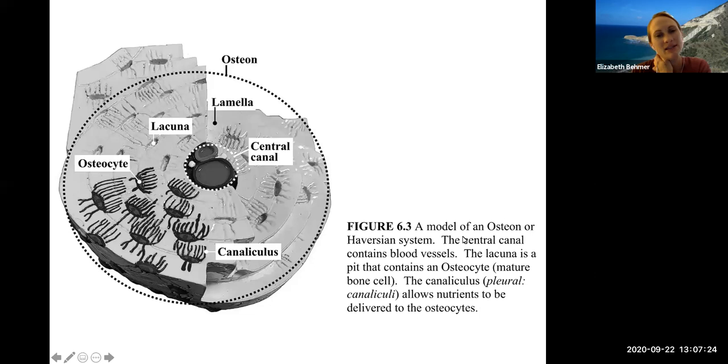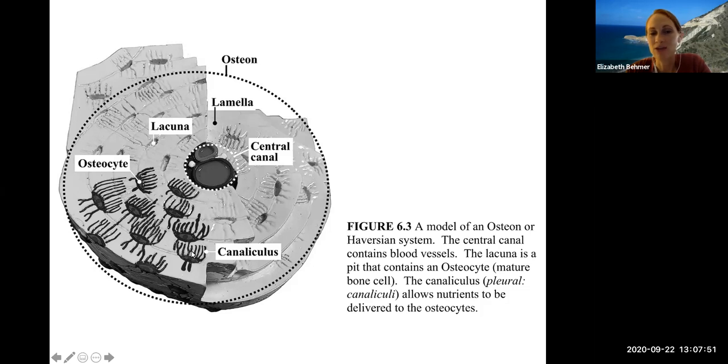Let's take, oh, and this is an even better picture. I should have been describing the same things I just was talking about with this picture. So here's a great view of the central canal. You can see the blood vessels and the nerve. Here are the lamella, which are the circular rings of bone that surround the central canal. The lacuna is the space that the osteocyte sits in. So here's your osteocyte in black, and you can see an empty lacuna labeled.